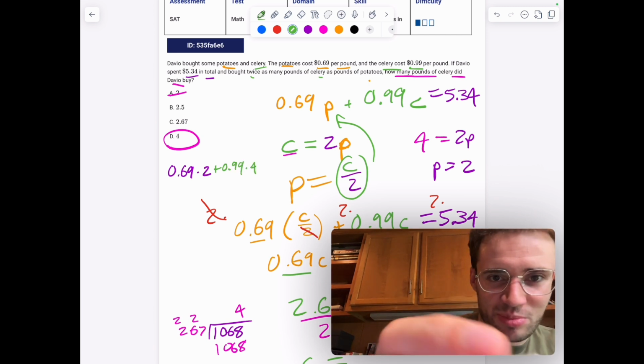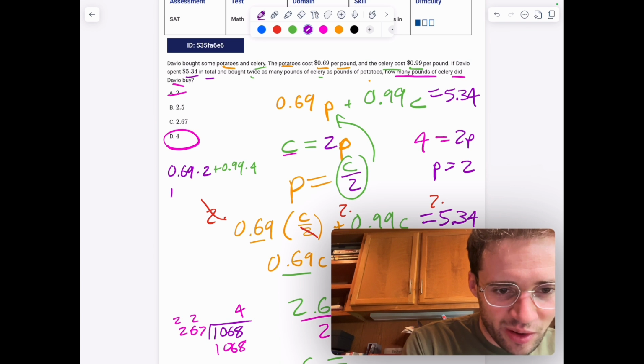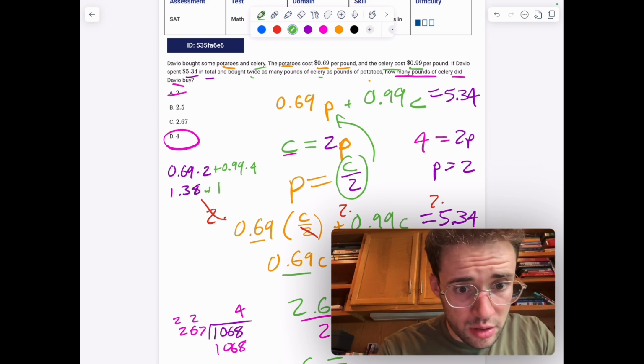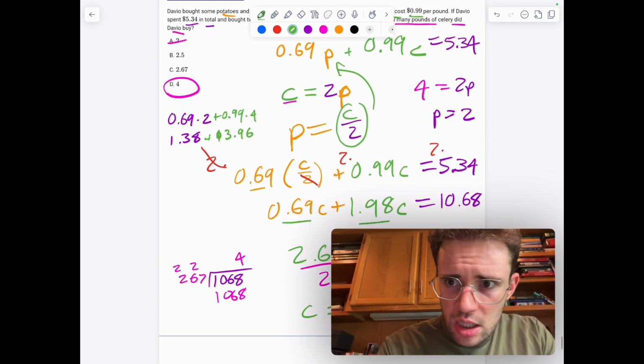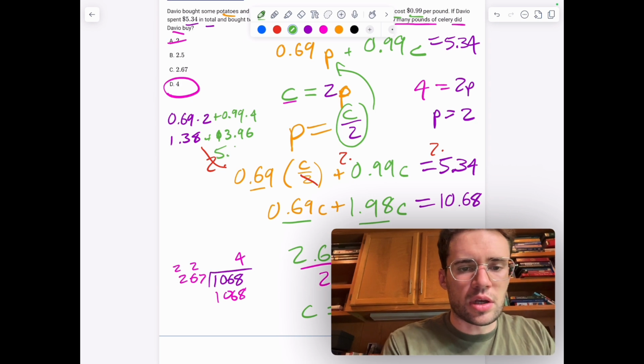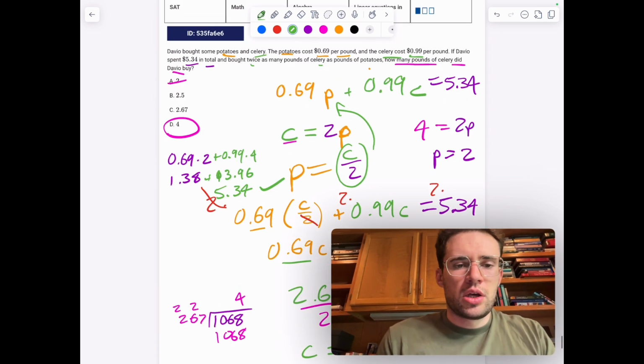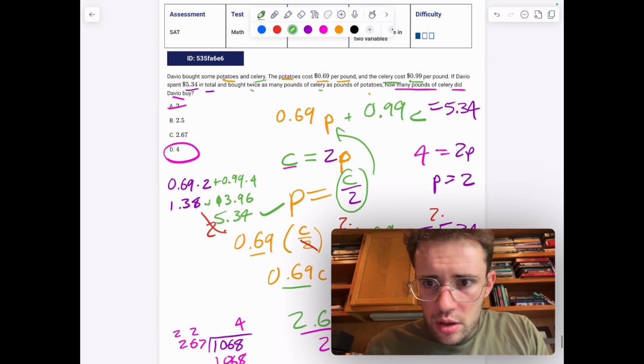I don't really want to do this, but okay, this will be 1.38 plus, sorry, 0.99 times 4, this would be 3.96. And when you add those up, that would be 5.34. So that's what we want. Okay, perfect. So D is equal to 4 pounds of celery.